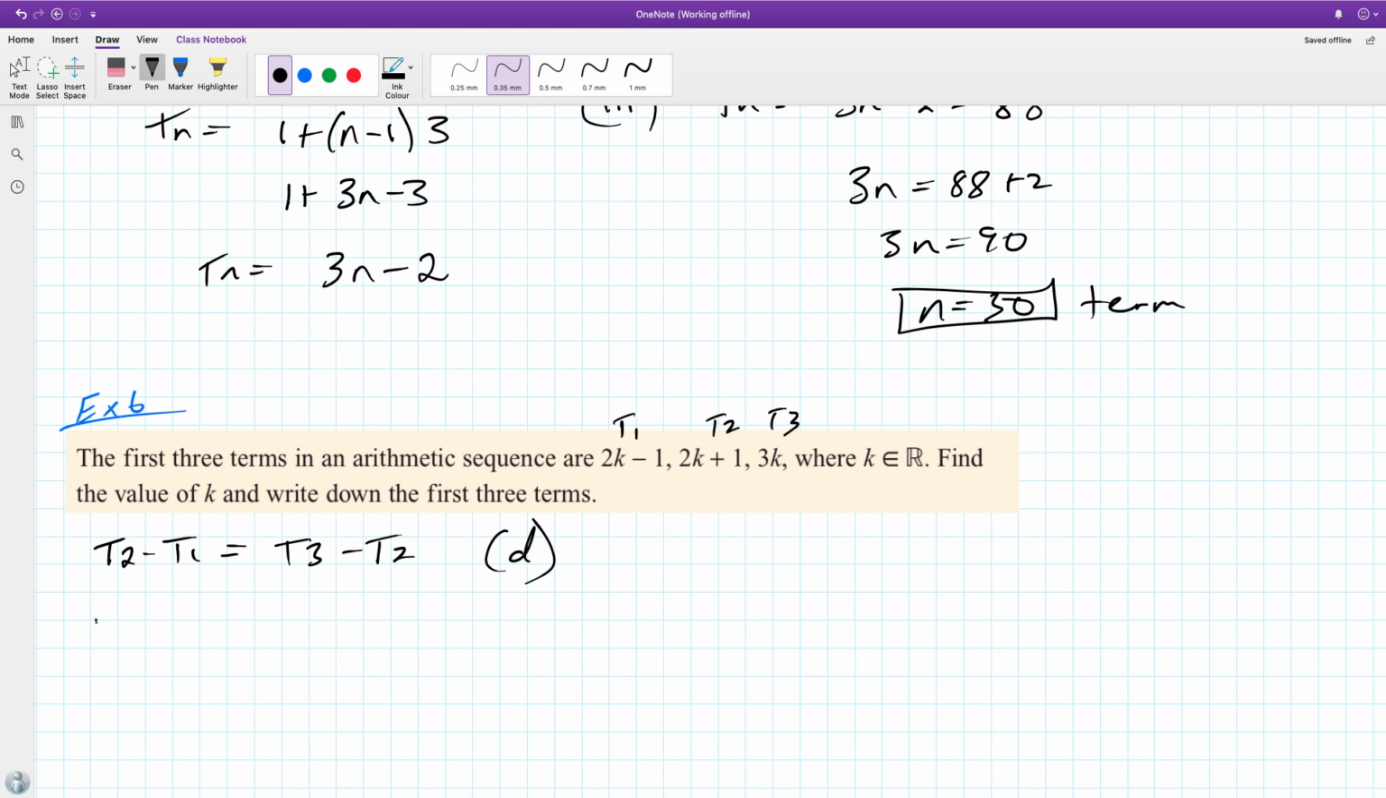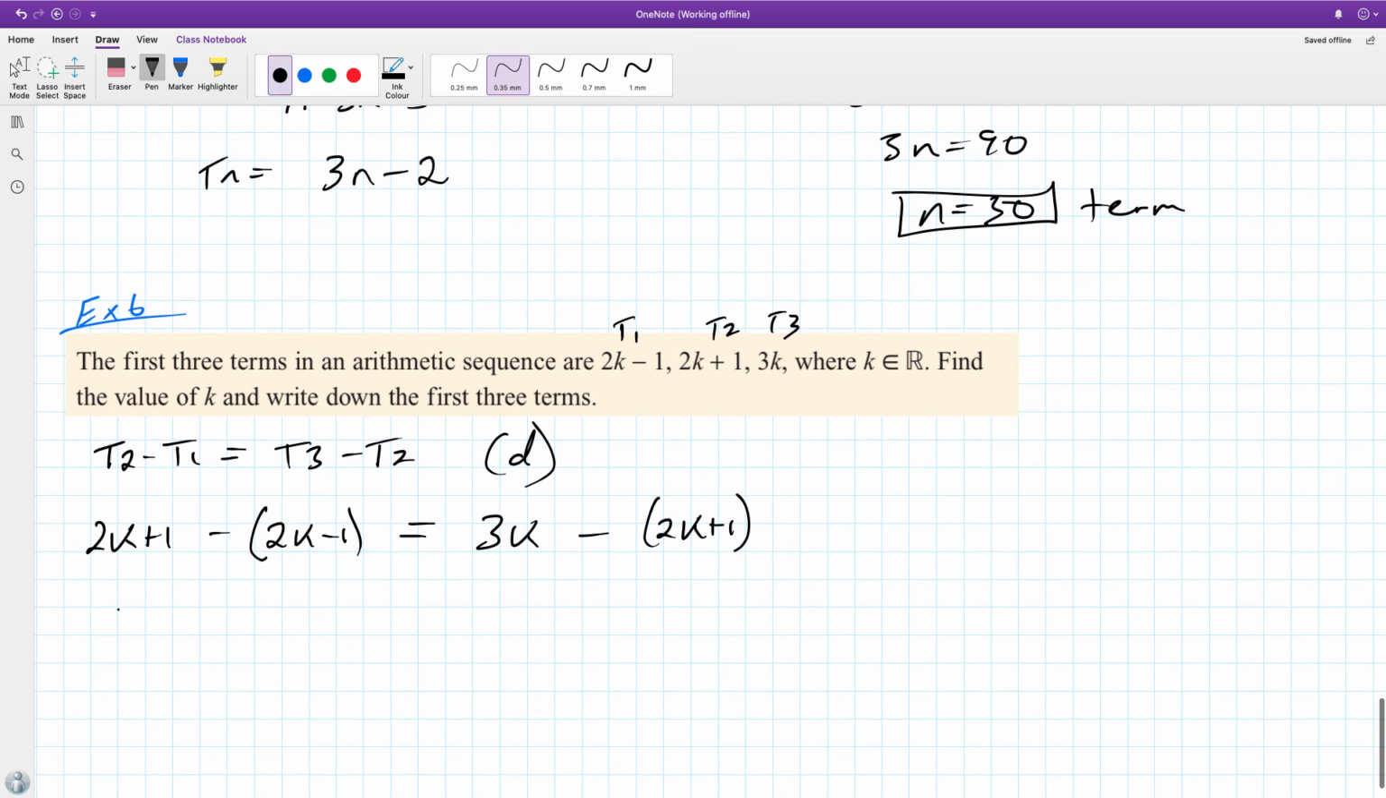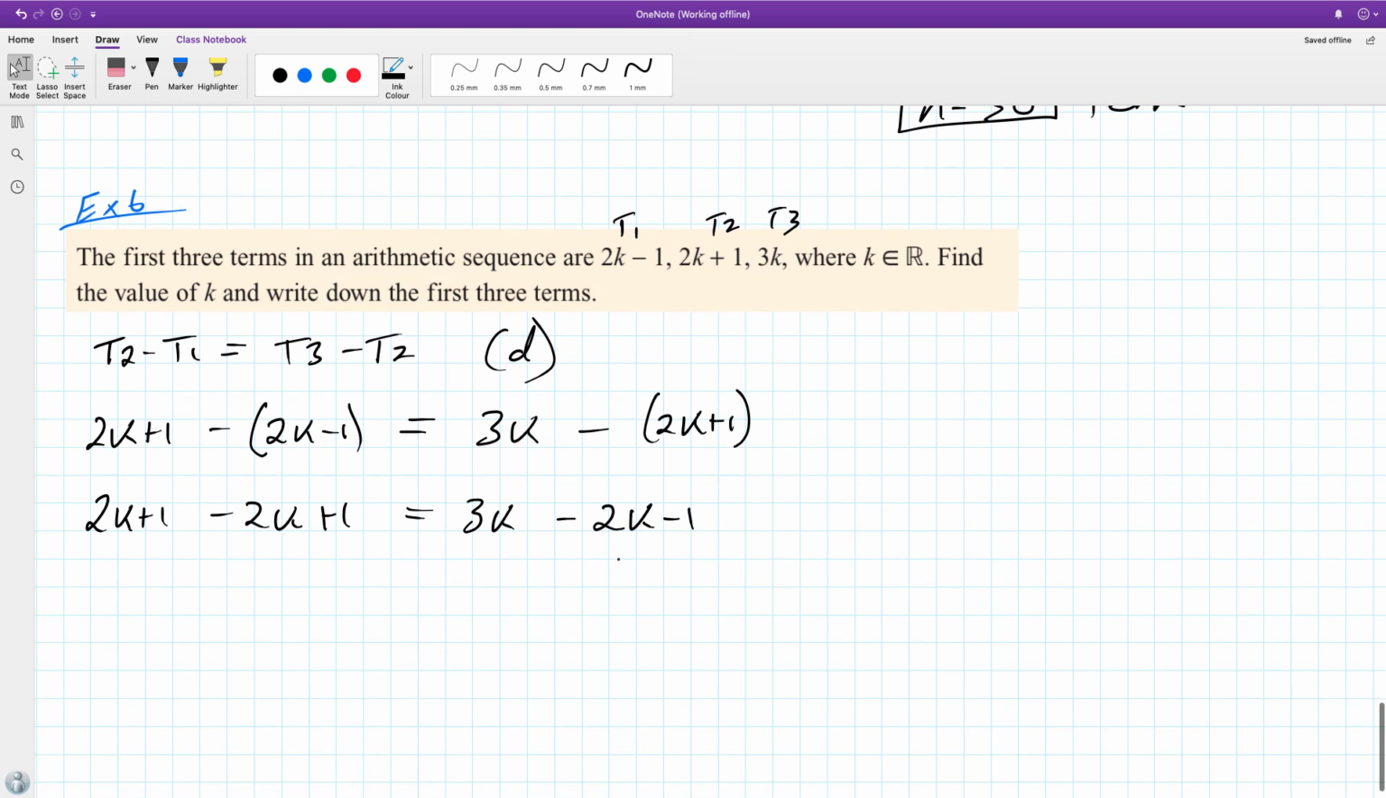T2 is 2k plus 1 minus 2k minus 1 is equal to 3k minus 2k plus 1. Very, very important when you put it in, you put it in a bracket because you're going to have to multiply in the minus in a minute. It affects your signs. Is that right? That is 2k plus 1 minus 2k minus by minus 1 is plus 1, equal to 3k minus 2k minus 1. Very, very careful when it's your signs.